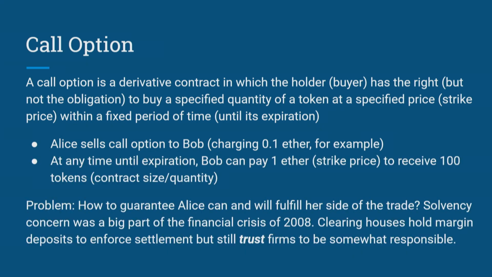So the problem with this contract, right? If we're just buddies and you give me $10, you're trusting that I'm gonna fulfill my end of the deal, right? You're trusting A, that I have 1 Ether stored away, and B, that I'm not just gonna disappear.